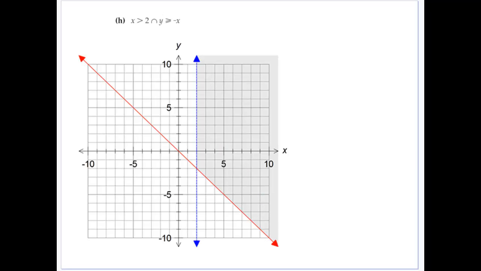So keep looking to do the same process every time. Graph your lines, find the regions where they're going to hold, and then have a look at where they're going to hold at the same time. And if we do that, again, we shouldn't have too many problems. So as long as we don't make simple errors with our lines and our substitution, then we should be right all the time.